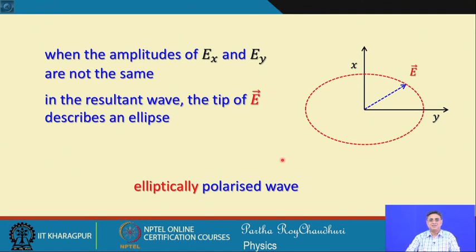Then we analyzed how the electric field is oriented and how we achieve linearly polarized light and circularly polarized light, and we have also seen that if the amplitudes of the x and y components of the electric field are different, then we end up with an elliptically polarized wave.